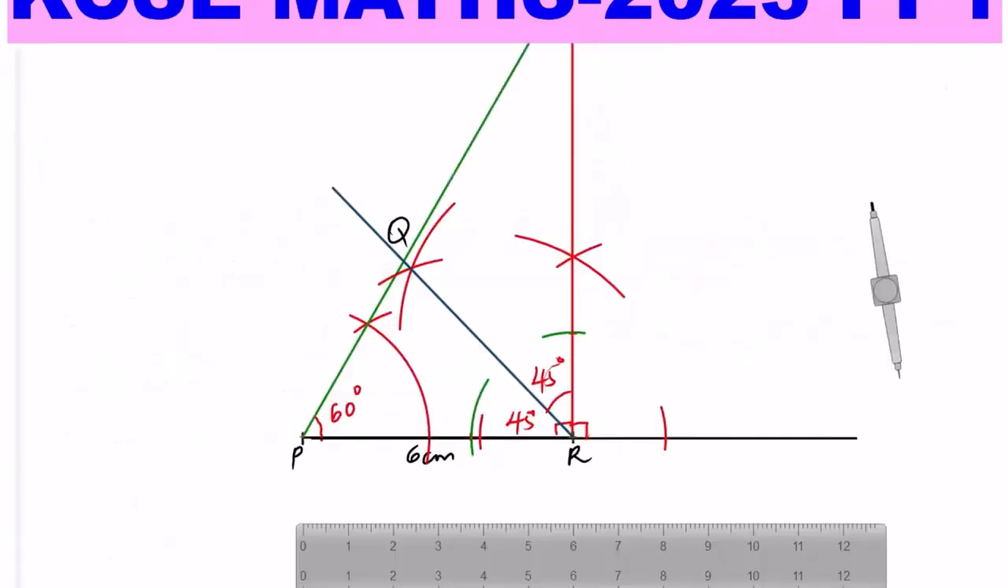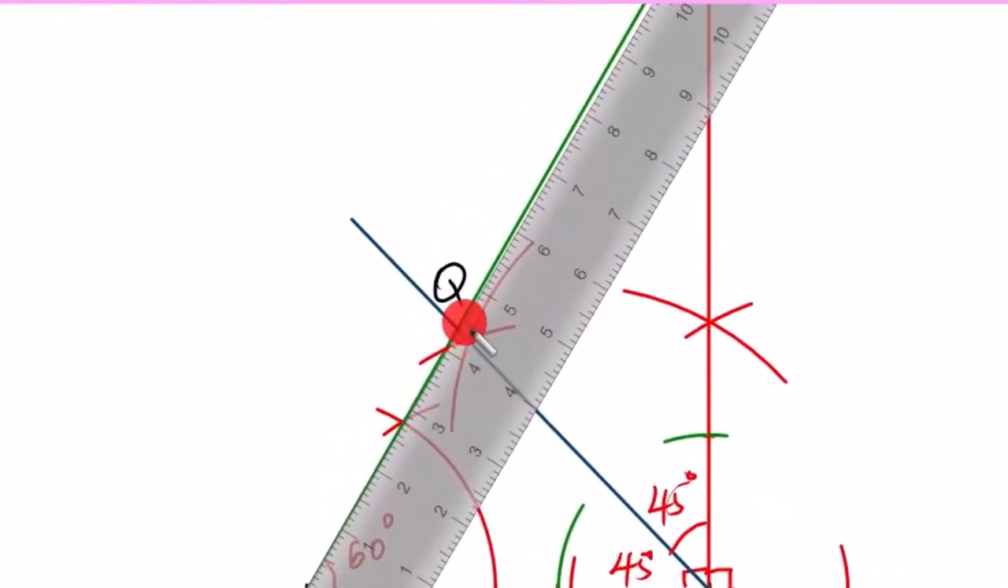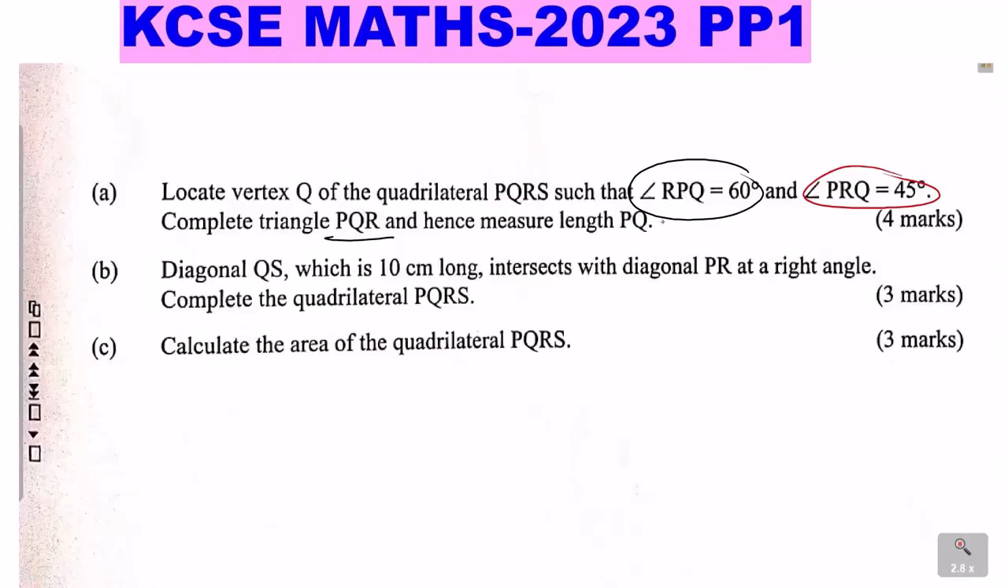And measure the length PQ. So let me get the measurement of PQ. The measurement PQ is 4.4. You can see it there. That measurement is 4.4. So you can read it here. So we've done that. So PQ, write it here. So PQ is equal to 4.4 centimeters.